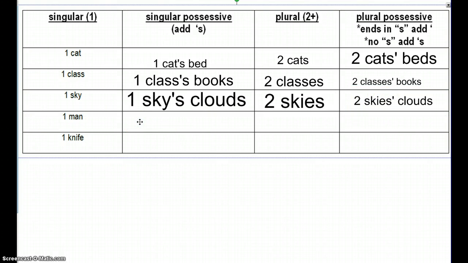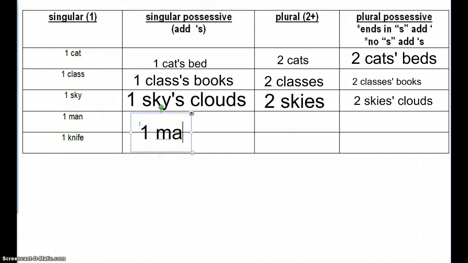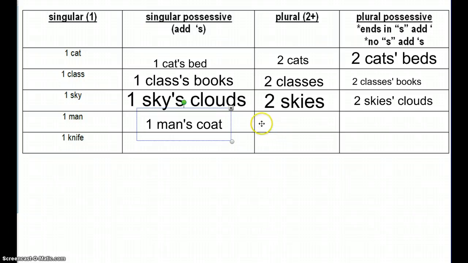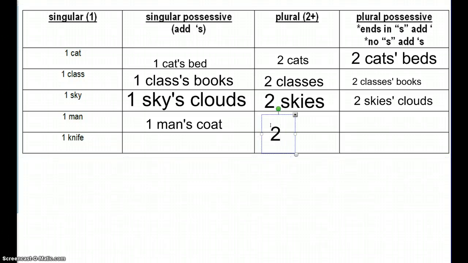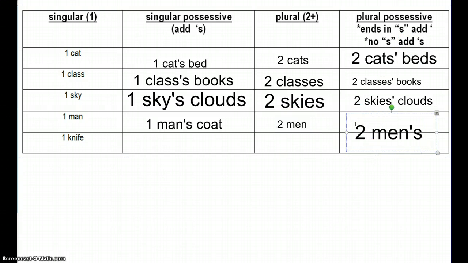Okay, one man, and I wanted to show that the one man owns a jacket or a coat. One man's coat. The rule for singular possessive, always add apostrophe s. Here we have an irregular noun though. When I'm talking about the plural of man, the plural would be men, two men. And so if I want to make it plural possessive, I would look at my rule. If it ends in an S, add apostrophe. Well, men does not end in an S, so I go to that second rule. Two men, apostrophe S, coats. Two men's coats.